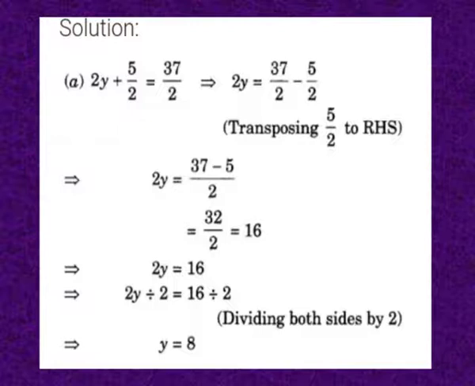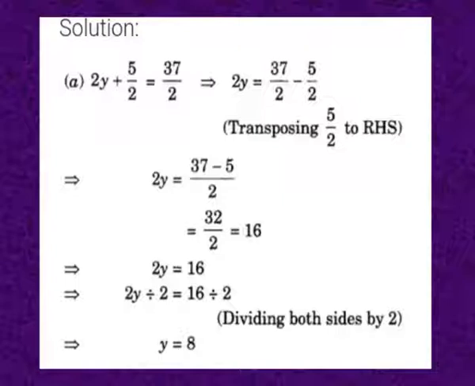A subdivision. 2y plus 5 by 2 is equal to 37 by 2. Now we are going to solve the equation and find the solution. For that we are using the method of transposing. So consider our LHS, 2y plus 5 by 2. Firstly we are transposing the constant term from LHS to the right hand side so that it becomes 2y is equal to 37 by 2, and 5 by 2 was transposed from the left hand side.